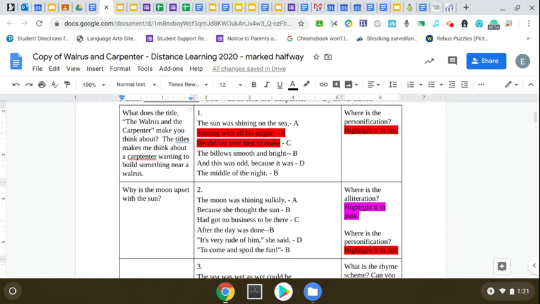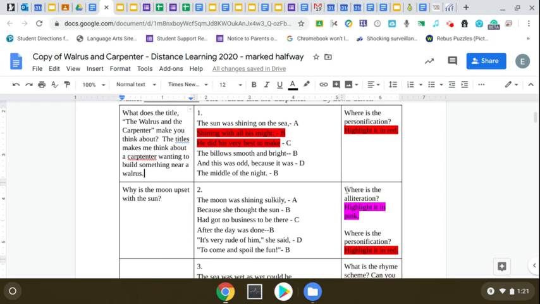Okay, now I keep reading. The moon was shining sulkily because she thought the sun had got no business to be there after the day was done. It's very rude of him, she said, to come and spoil the fun.